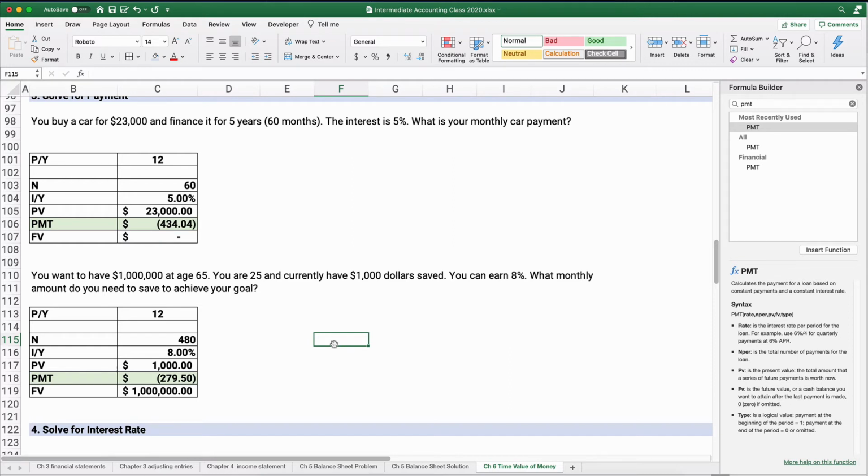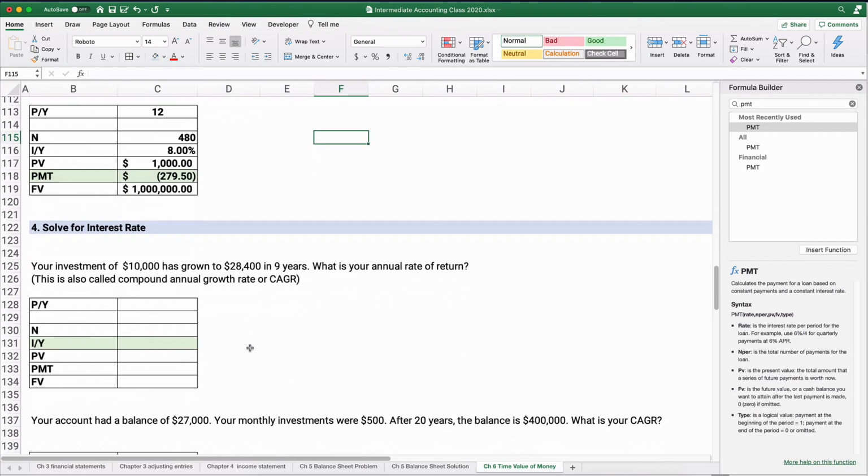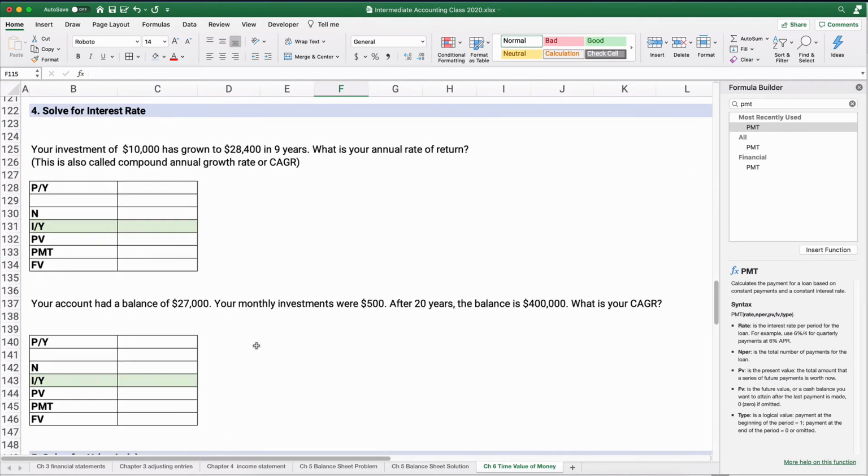Pretty great, right? All right, the next one, let's solve for interest rates. Sometimes we don't know the interest rate. We need to back into it and solve for it. You might have an investment and you'd like to know, hey, what was my rate of return? We're going to solve for interest rate. Your investment of $10,000 has grown to $28,400 in 9 years. What is your annual rate of return?